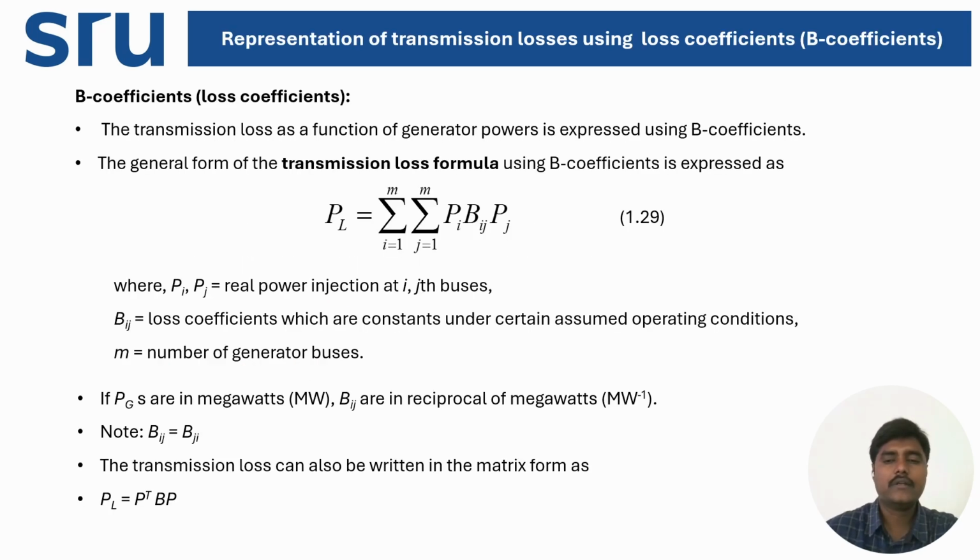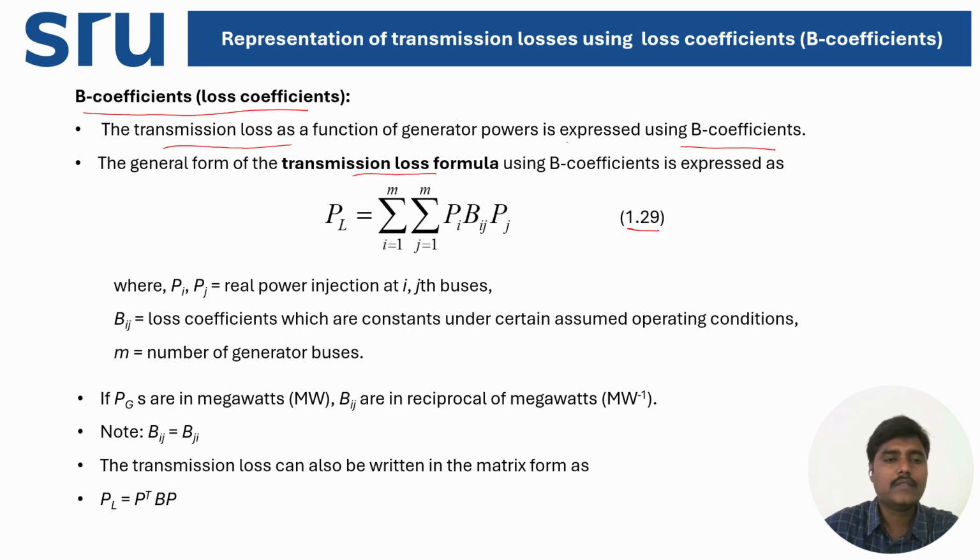In this lecture, we mainly focus on how the transmission losses can be represented by using loss coefficients. The loss coefficients can also be called B coefficients. Generally, the transmission loss is a function of generator powers and is expressed using the loss coefficients, or B coefficients. In general, the transmission loss can be expressed by using equation 1.29 here.